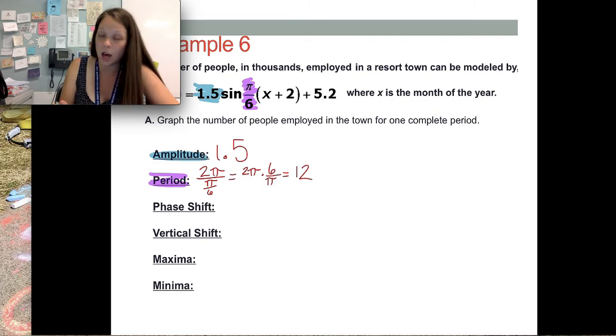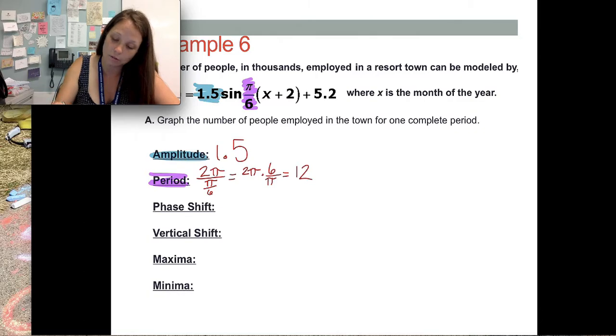Phase shift is how the graph is moving left or right, and that's coming from what's being added or subtracted with x. So here we have a plus 2, but remember x is always the opposite, so that means we're really going to go 2 months left.